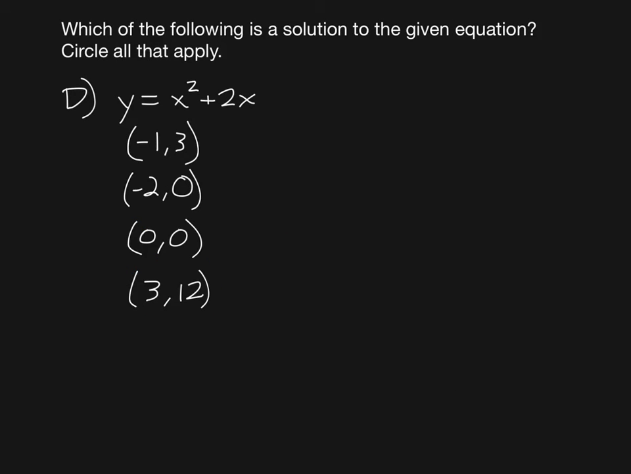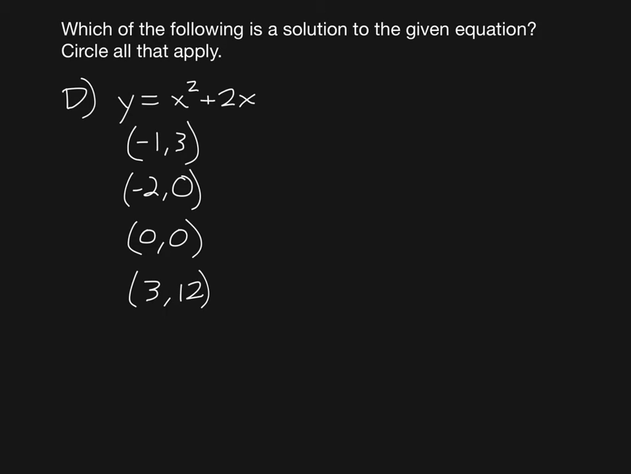In our last example, we have 4 different points, and I want to know which of the following is a solution to the given equation. So in this case, we have our equation y equals x squared plus 2x, and we have 4 different points. Now it says circle all that apply, so we could have possibly more than one solution here. We're going to have to check.